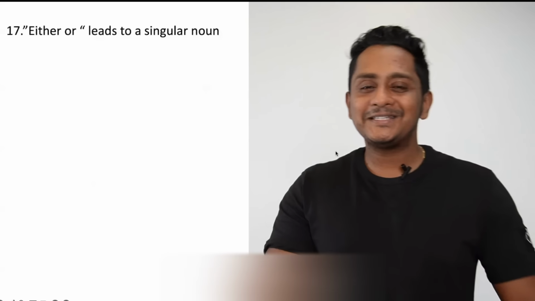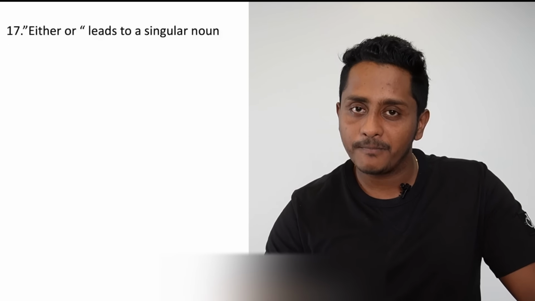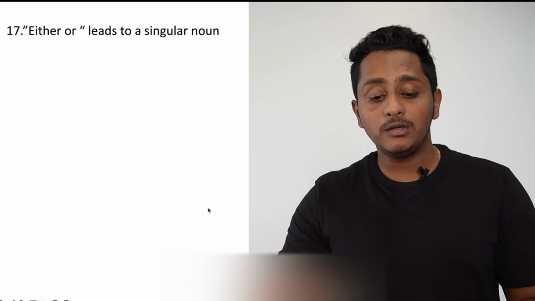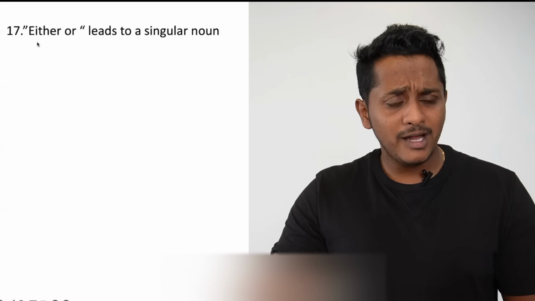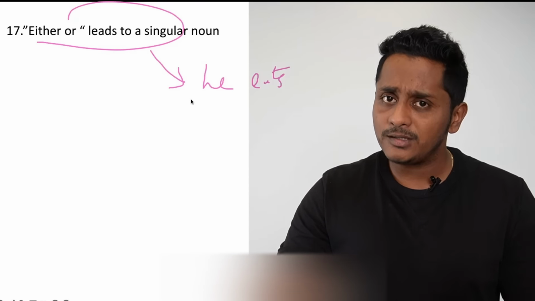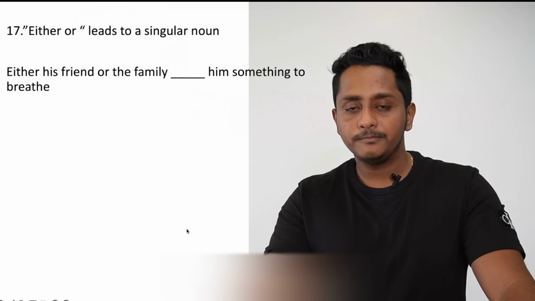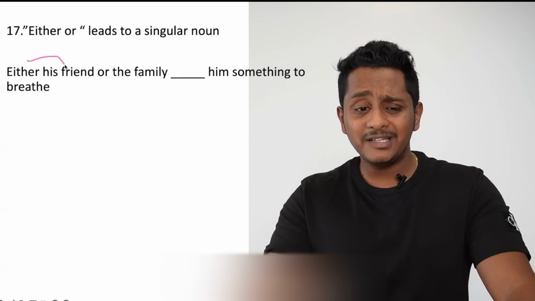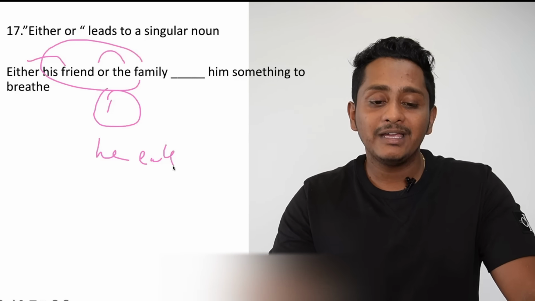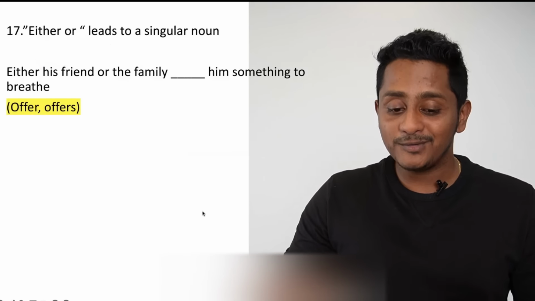All right. 17th one: either or. It leads to a singular noun. Either I choose this or that means one of them, not both. So either this or that refers to he eats. It means one only. It's singular. Either is friend or the family. It's one of them. It's like he eats. Either is friends or the family, blank him something to breathe. Offer or offers. Hey, these kinds of things will be there.